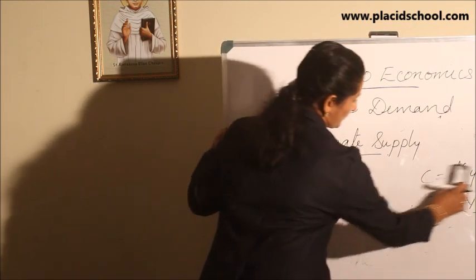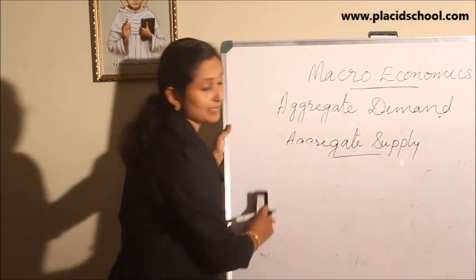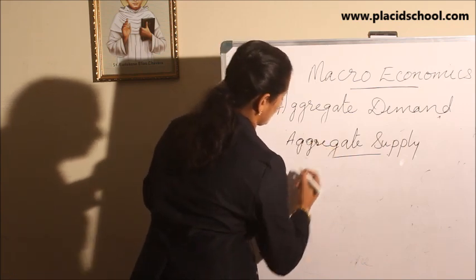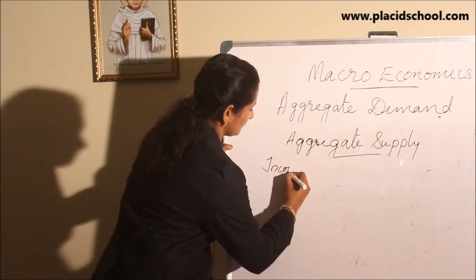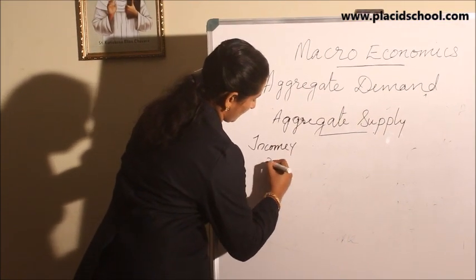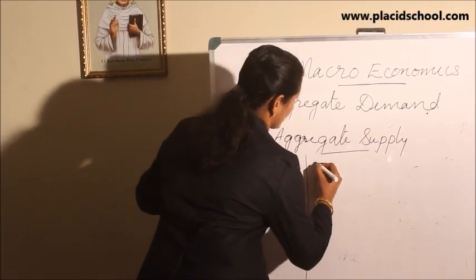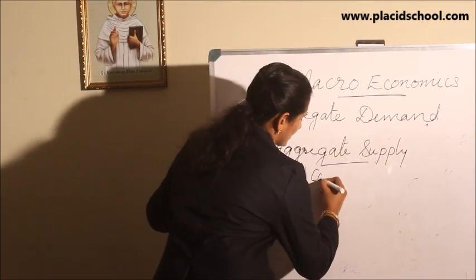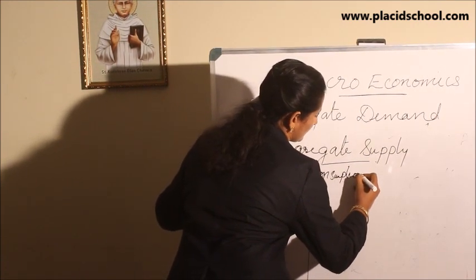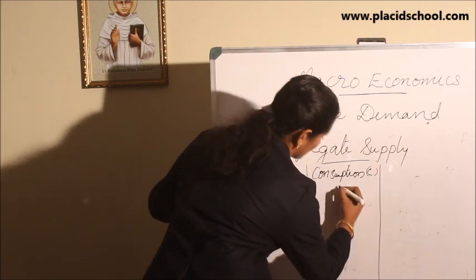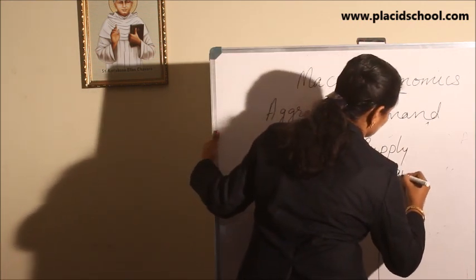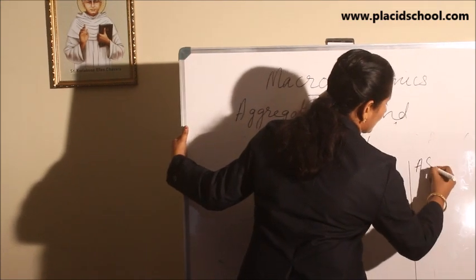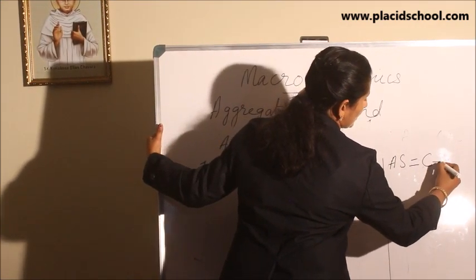The concept of aggregate supply can be explained with the help of a table and diagram. Income level is given in the first column. What is the first component of aggregate supply? It is consumption. Consumption is given in the second column. Saving is the second component of aggregate supply. And the last one is aggregate supply. It is the sum total of consumption and saving.